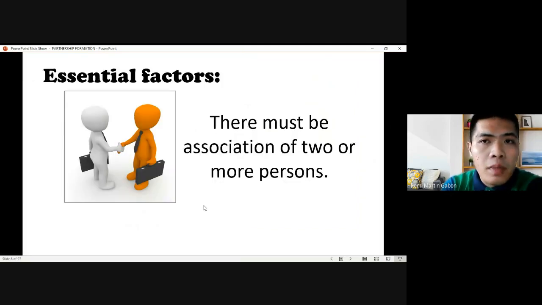So for partnership, there must be association of two or more persons. The minimum for a partnership is two persons, because if only one person, then it's not partnership. It is sole proprietorship. You have tackled sole proprietorship in your basic accounting subject. So at least two persons, and it could also be more than two. Association of two or more persons.